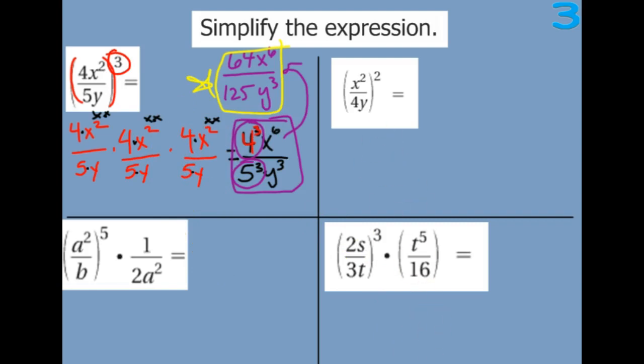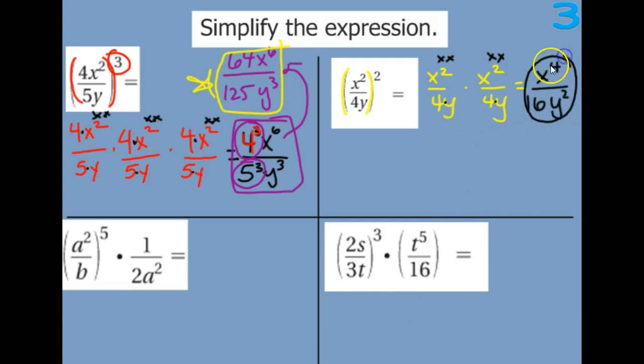All right, let's try the next one. We have this whole piece 2 times. So x squared over 4y, 2 times. Well, this is really 2 x's, and this is really 2 x's, so we really have 4 x's there. And then on the bottom I have 4 times 4. You could write 4 squared, but 4 times 4 you know hopefully is 16. And then on the bottom, y times y is y squared. So we have x to the power of 4 over 16y squared.